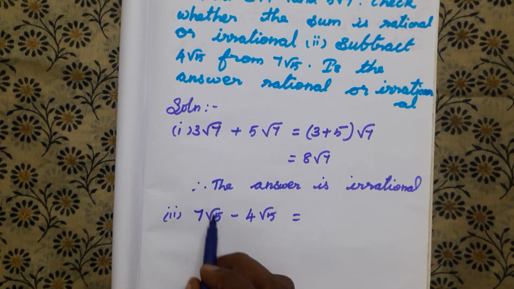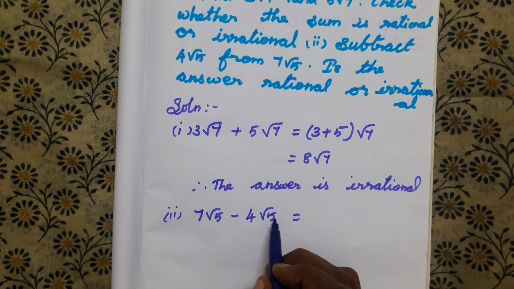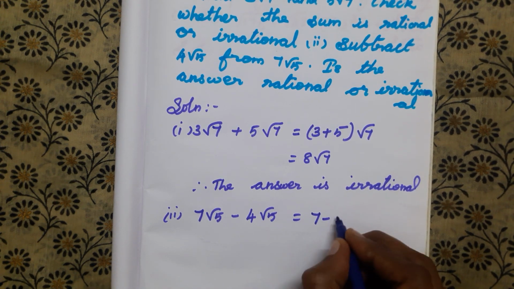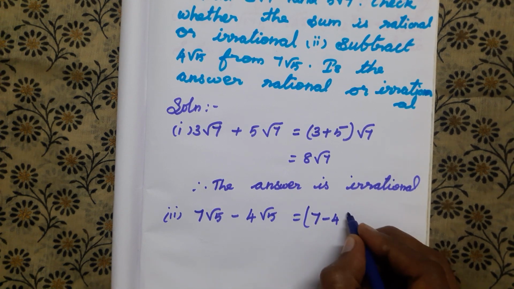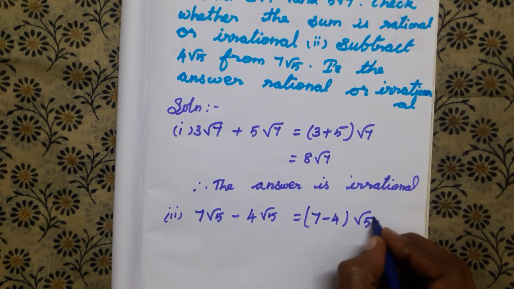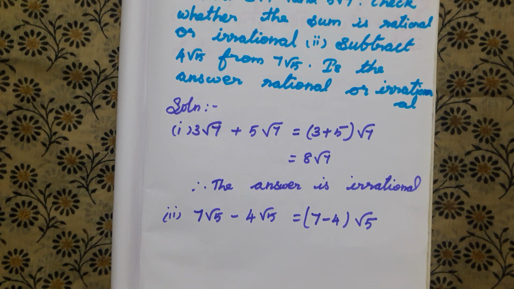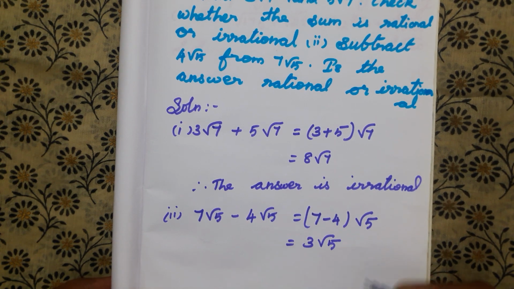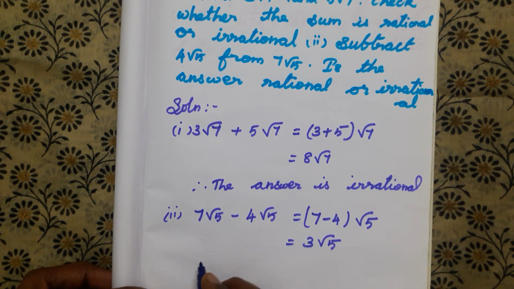Now we check this. The order is also the same. Here the radicand is also the same. So we can subtract the coefficients. 7 minus 4 into root 5. It's equal to 3 root 5. Is the answer rational or irrational? Irrational. The answer is irrational.